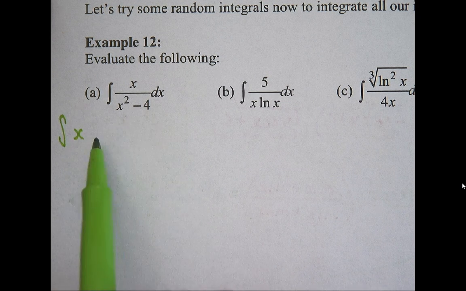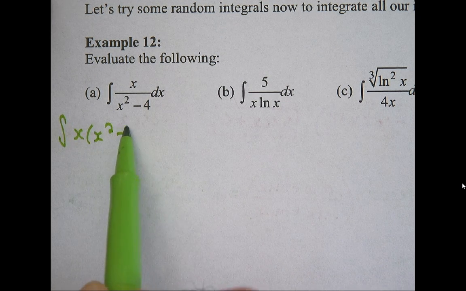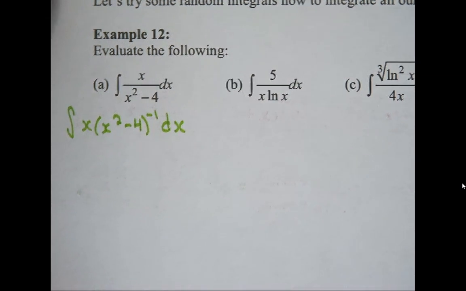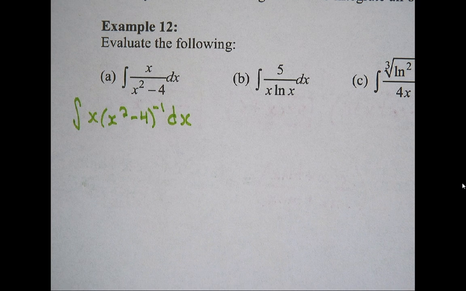This thing was on the bottom, so I'm going to bump it to the top. The integral of x squared minus 4 to the negative 1 dx. Check to see if you can just integrate that first. Well, no. Two reasons. I've got the product rule kind of situation, and I've got chain.